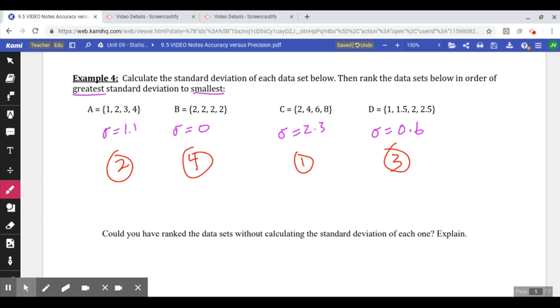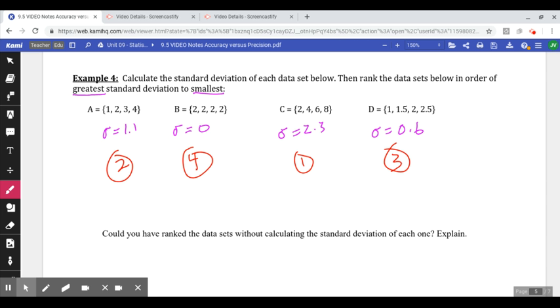Could we have done this then without calculating the standard deviation of each? Actually, yeah, we could have, kind of. I mean, if you take a look at this, we're looking for the most spread out or the most variability in the data here. So if we think about that, I think that's probably C. 2, 4, 6, 8 has the most spread out data. So that's gonna be number 1.